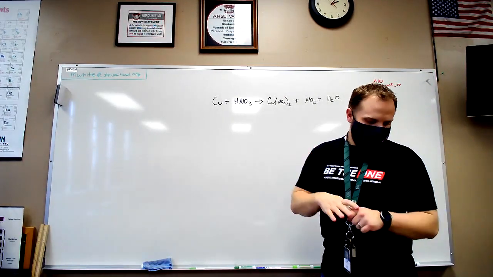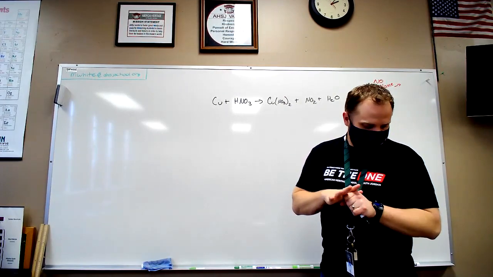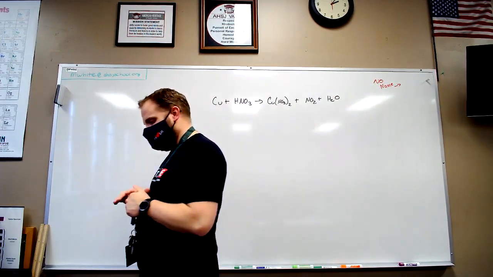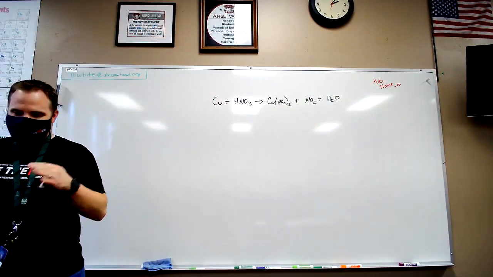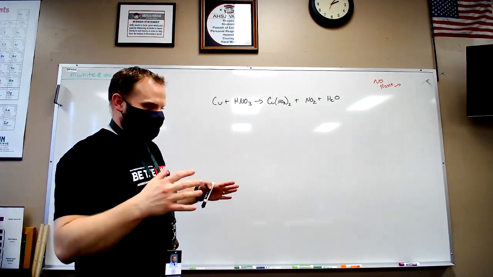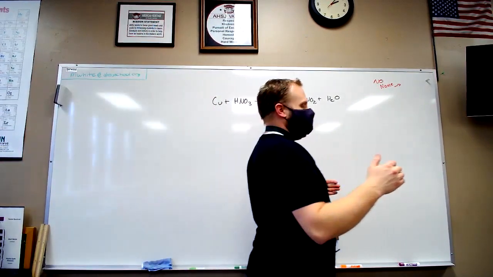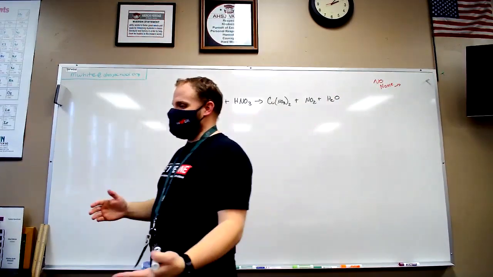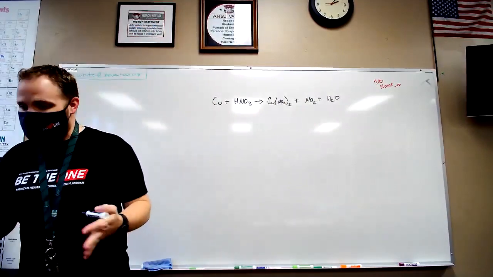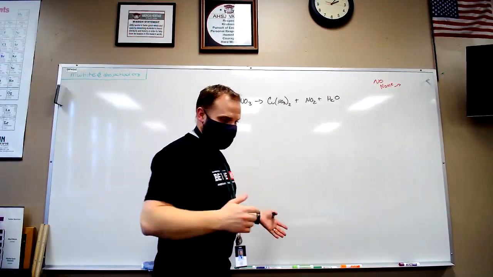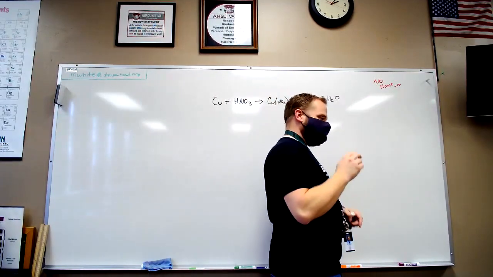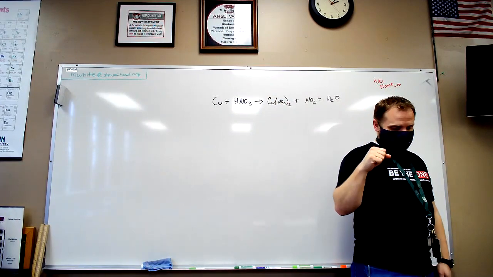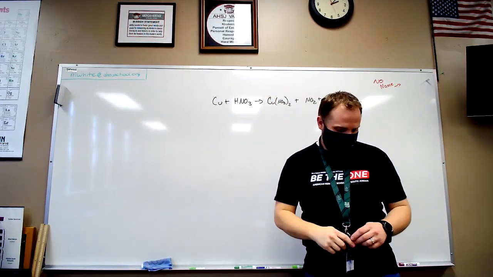Step 4, make the change in oxidation numbers equal in magnitude by adjusting coefficients in the equation. So we need to make the total change the same. This is because, remember, if anything is losing an electron, it has to go somewhere. And if anyone's gaining an electron, it has to come from somewhere. So we want to make the total change the same. And then 5, if necessary, finish balancing using the conventional method.